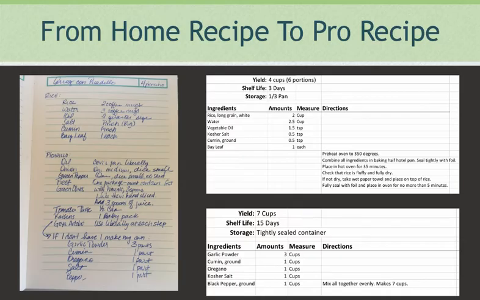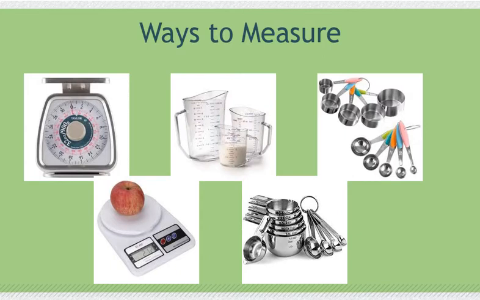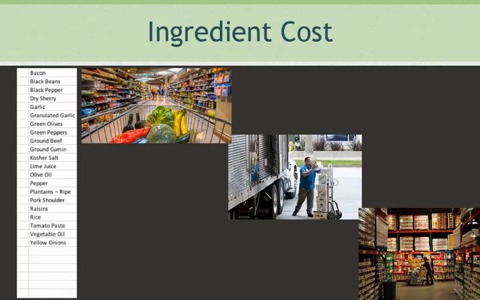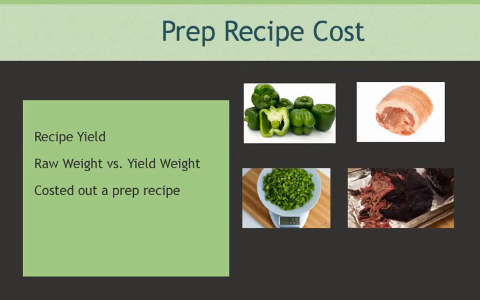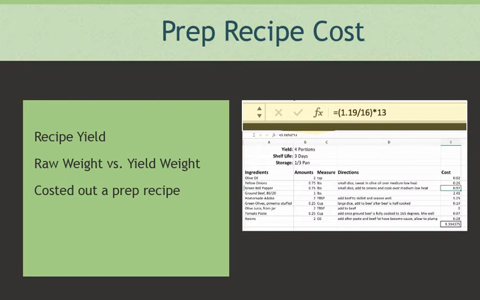So far, we have talked about some of the basics and converted one of Julian's home recipes into one that is restaurant proof. We also discussed the difference in weighing food and measuring food and when to use each method. We reviewed where to find accurate pricing for each ingredient and how to calculate the cost of those ingredients. Most recently, we discussed recipe yields, determining the raw weight and yield weight of an ingredient, and costing out the prep recipe to be used in the final plated recipe.